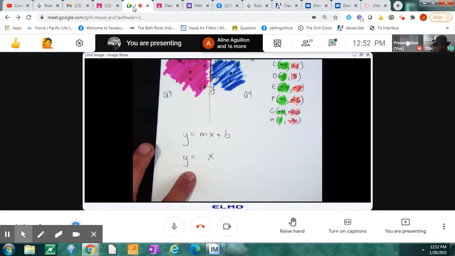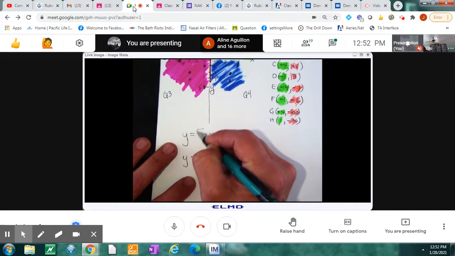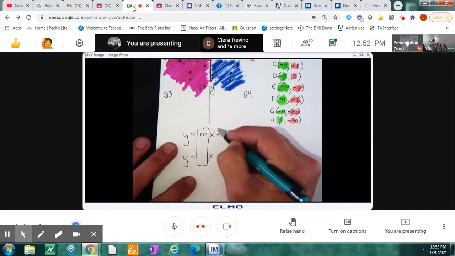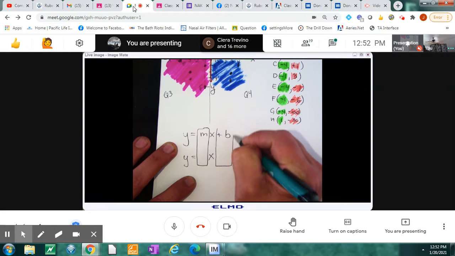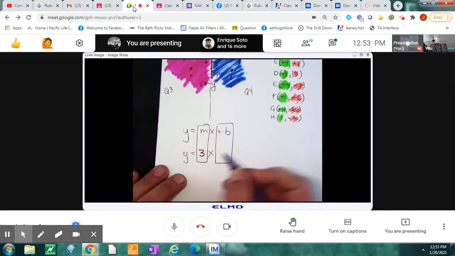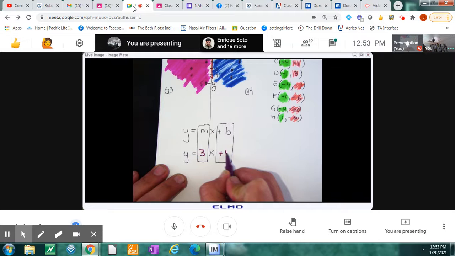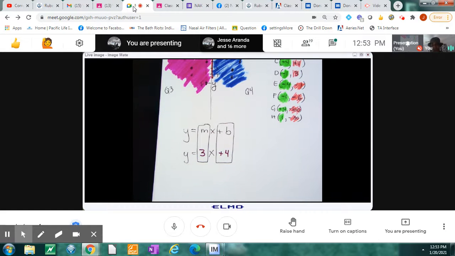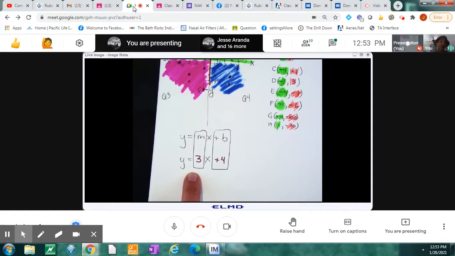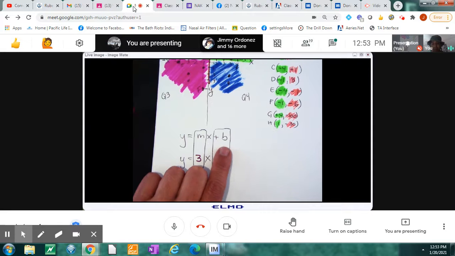Now the m is going to have a number. And then the b is also going to have a number, okay? So I could say, okay, this is 3, and this is going to be plus 4, okay? So if it's in that format, then you could graph it. Later on, we're going to do different formats. Okay, so here, what does a B represent?